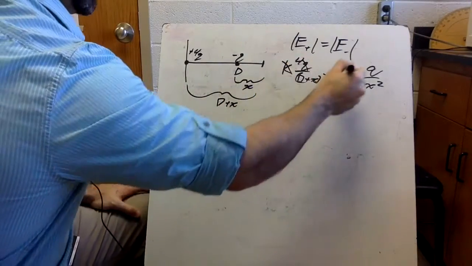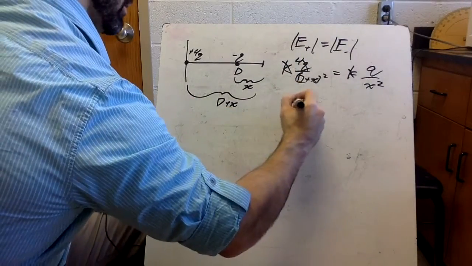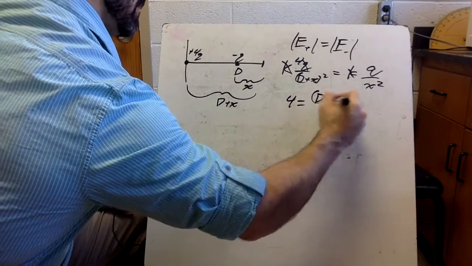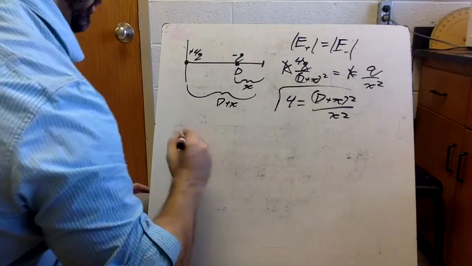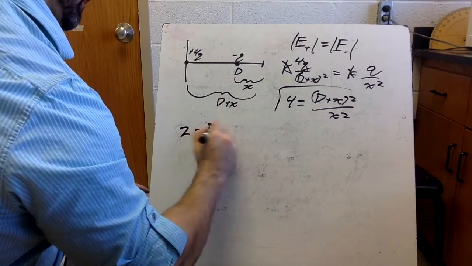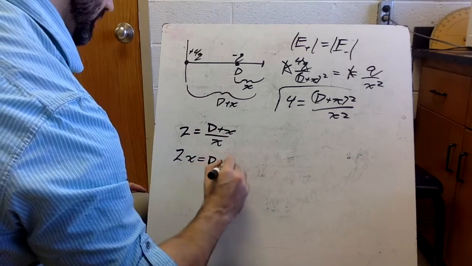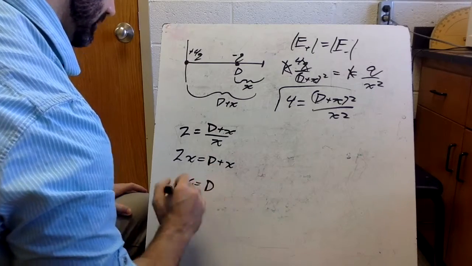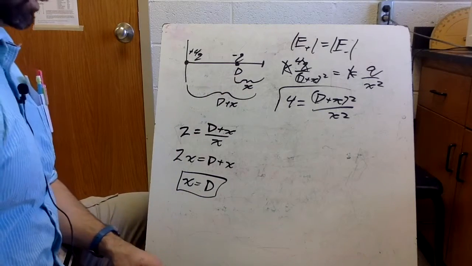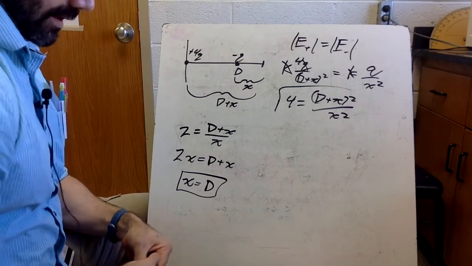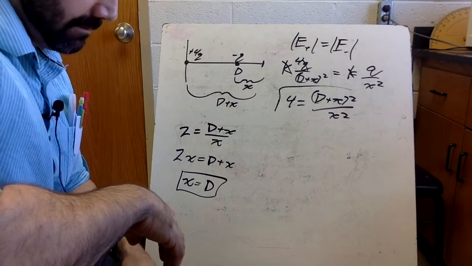Okay, so now the q's and the k's cancel out. And so I'm going to take this and put it up there. So 4 is d plus x squared over x squared. Now I'll take the square root of the whole thing. So 2 is d plus x over x. So 2x equals d plus x. So x is equal to d. Right? Okay? And then that gives us the answer now to example 6.